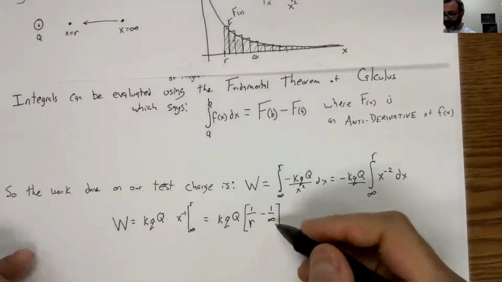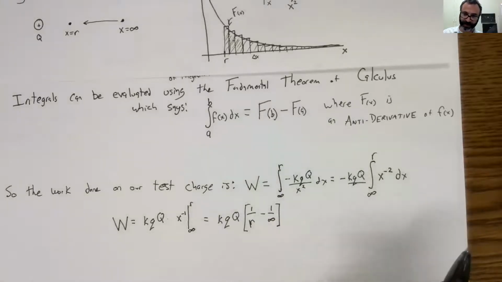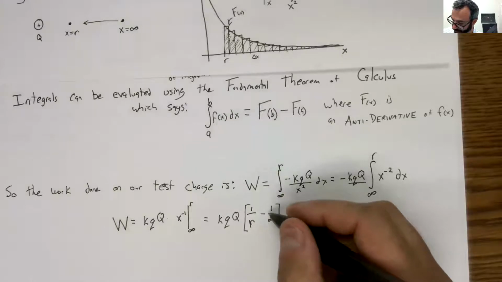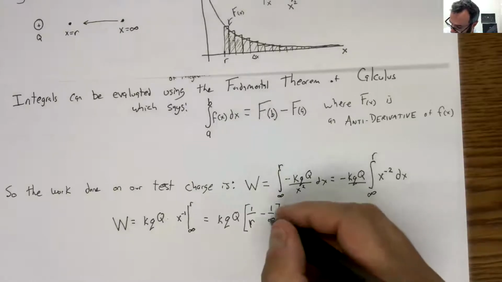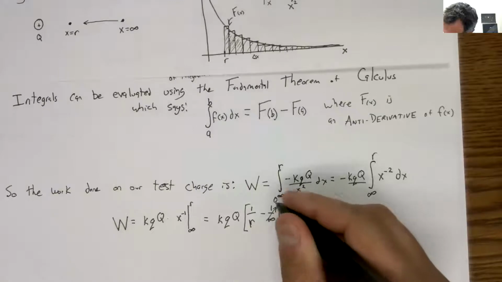Right, and 1 over infinity is pretty easy to evaluate, right? 1 over a very big number tends to go to what? 0, right? So we can ignore this, because this is just 0. We have no problem doing 1 over infinity.